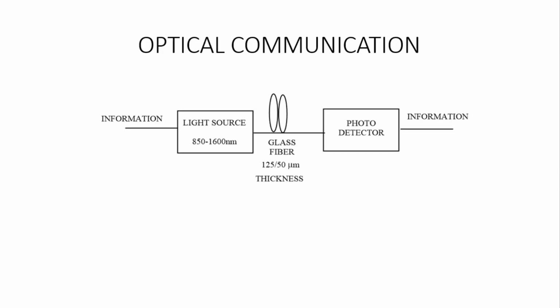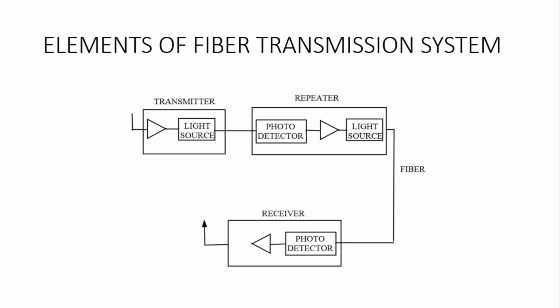Optical communication: the information coming from the source end is given to the light source. After that, this signal is transmitted on a glass fiber, where the thickness of the fiber is 125 to 50 micrometer, and then a photodetector is used to detect the signal and transmit it over the information channel. In this way, optical communication takes place.